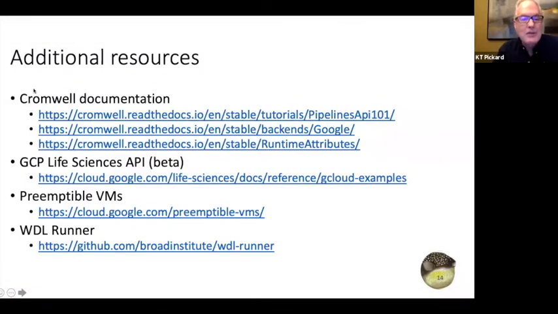So to wrap up here, there's additional documentation about Cromwell. I pulled the main ones from the book. There's a tutorial. There's more information about the back end, and then some more information about the runtime. I mentioned the Google Life Sciences API. It's still in beta, but it does replace the Google Pipeline PAPI software that we use today. And so there's an example of the documentation. A little more about preemptible VMs that we talked about. And finally, WDL Runner. This is the site on GitHub where you can take a look at the source there.